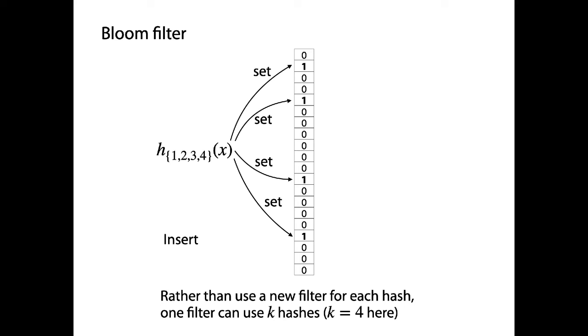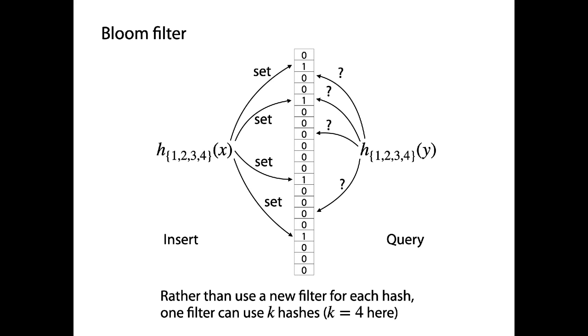So if I wanted to do an insertion, I would apply all 4 hash functions and set those 4 bits to 1. Then if I wanted to do a query, I would do the mirror image thing, where I would apply all 4 hash functions and look up all the values at those 4 places. If any of them are 0, the answer is no. If all of them are 1, the answer is maybe. So similar in spirit to that array of k Bloom filters, but actually it's all one big filter with k hash functions.